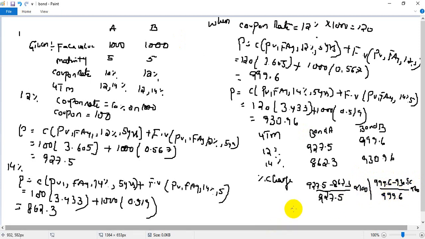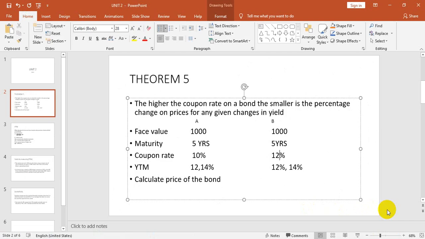So in the first percentage change you will get 7.03. Here you will get 6.86, if you calculate, 6.87. So here what theorem is being given has been proved as such. What it says is, the higher the coupon rate on a bond, the smaller is the percentage change in prices for any given change in yield.